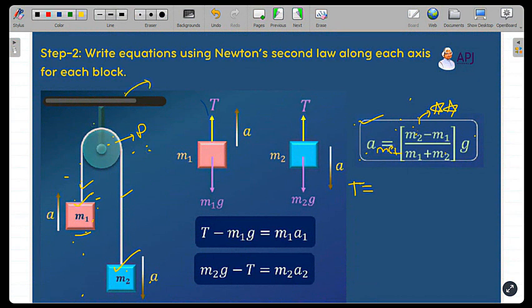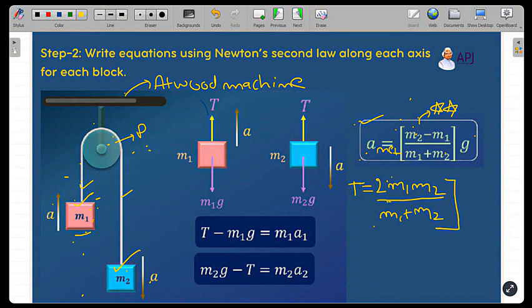This is an Atwood machine. What is an Atwood machine? It is a type of system where two masses M1 and M2 are hung over a pulley. Okay. For tension, the formula is the shortcut formula. And I'm just giving you the shortcut formula now. The derivation of the formula I've explained to you in the recorded classes already. So 2 M1 M2 upon (M1 plus M2) whole multiplied with G. This is the shortcut formula to calculate the tension.